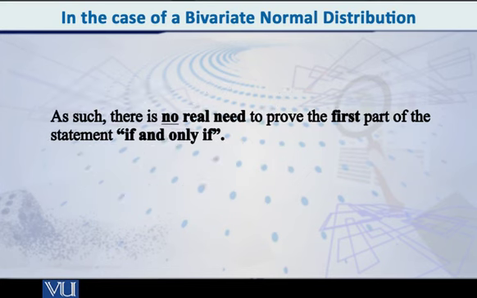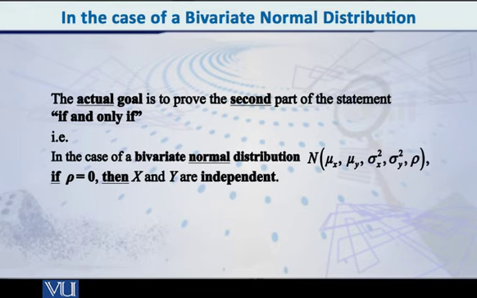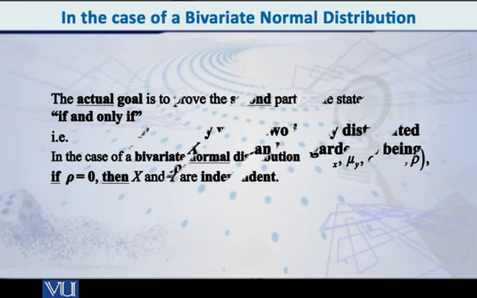So therefore, there is actually no real need, in my opinion, to prove the first part of this statement, if and only if. The actual goal is to prove the second part of the statement, if and only if, yani to prove the statement that in the case of the bivariate normal distribution, if rho is equal to 0, then x and y are independent.